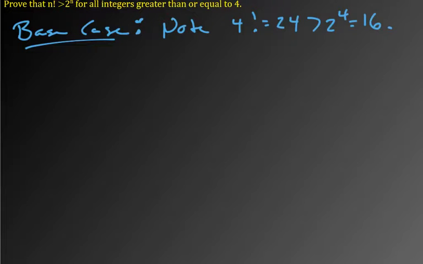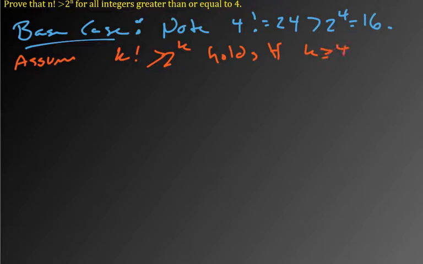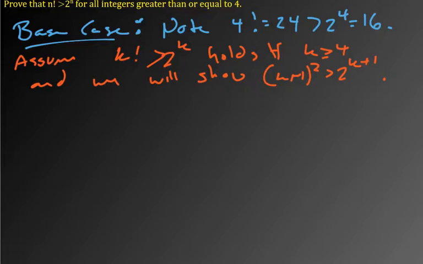And then the assumption is that k factorial is greater than 2 to the k, holds for all k greater than or equal to 4. And we will show that k plus 1 factorial is greater than 2 to the k plus 1. Okay? And if we do this, then we've really shown it for all of them, because we've gotten that chain of dominoes to keep going.